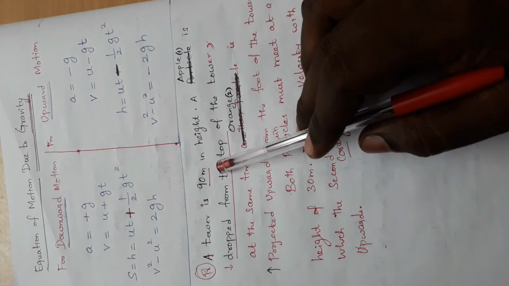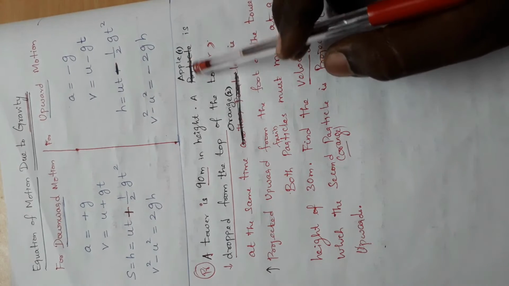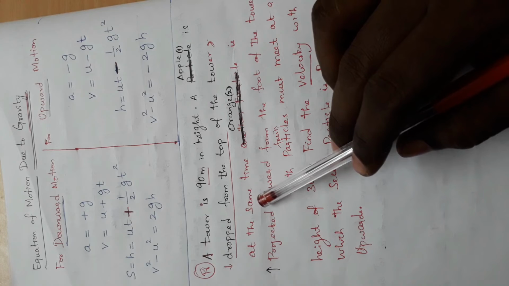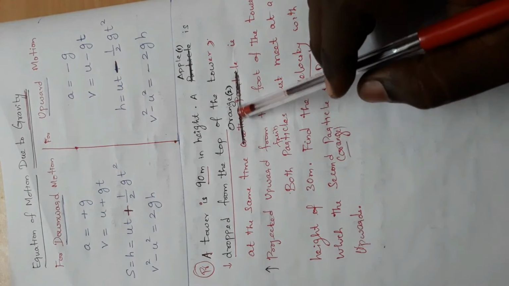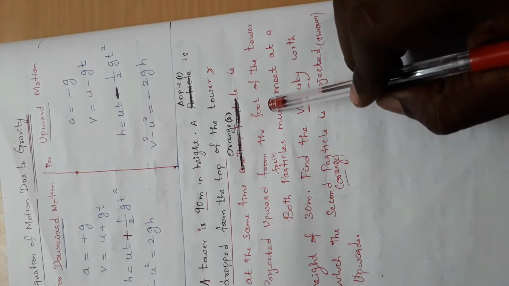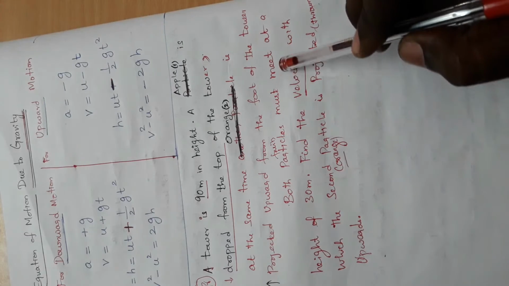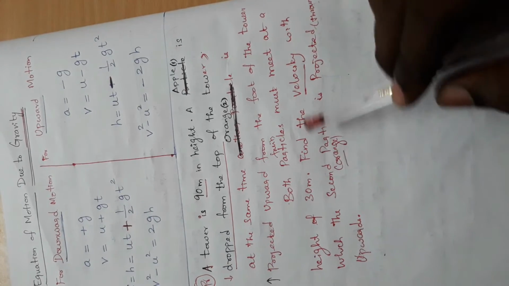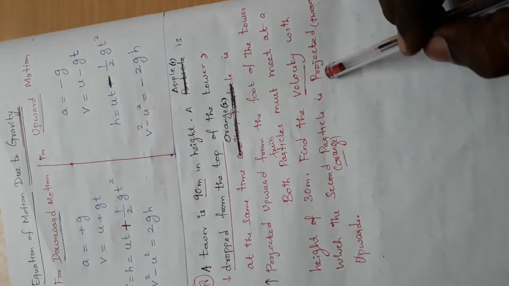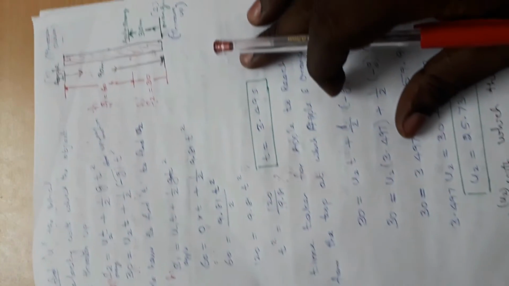A tower is 90 meters in height. An apple is dropped from the top of the tower. At the same time, an orange is projected upwards from the foot of the tower. Both the fruits must meet at a height of 30 meters. Find the velocity with which the orange is projected upwards. Okay, we will try to visualize it.